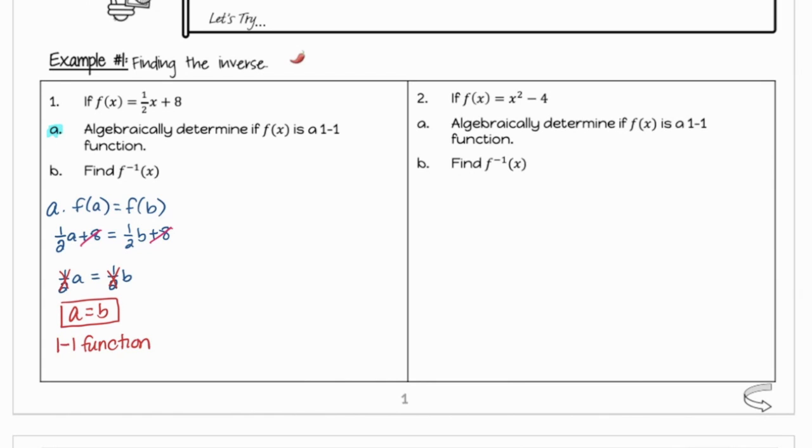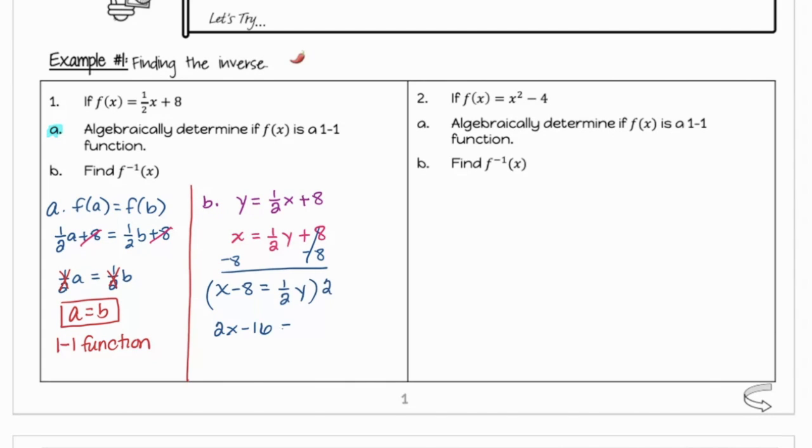For part B, now that it's a one-to-one function, the first thing I'm going to do is change my equation in terms of x and y to simplify my life. At this point, I'm going to swap my x and y and solve for my new y. And I get my equation of y equals 2x minus 16. Our original function was not in terms of y, so here is where I have to do that extra step of writing the correct notation. So my final answer is f inverse of x is equal to 2x minus 16.